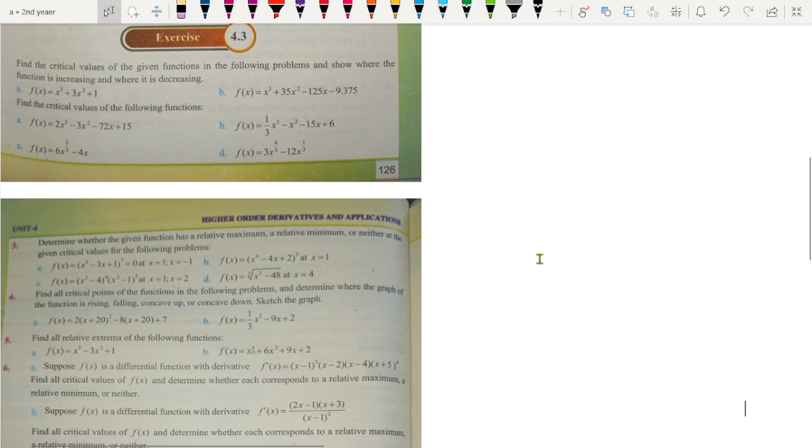Today we will discuss exercise 4.3. We are discussing second year mathematics. So the first question of 4.3 is: find the critical values of the given functions in the following problems and show where the function is increasing and where it is decreasing.